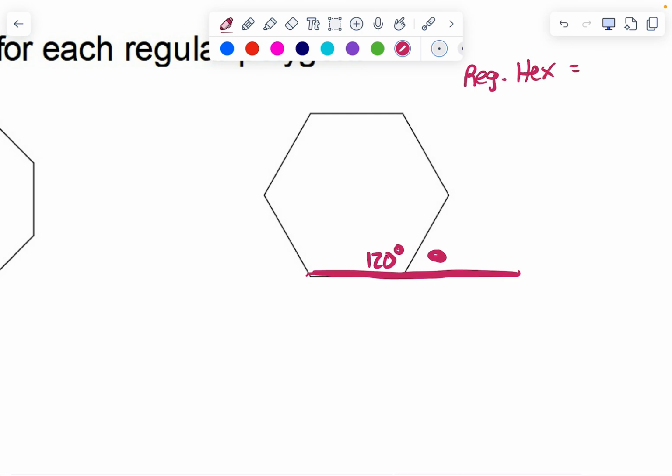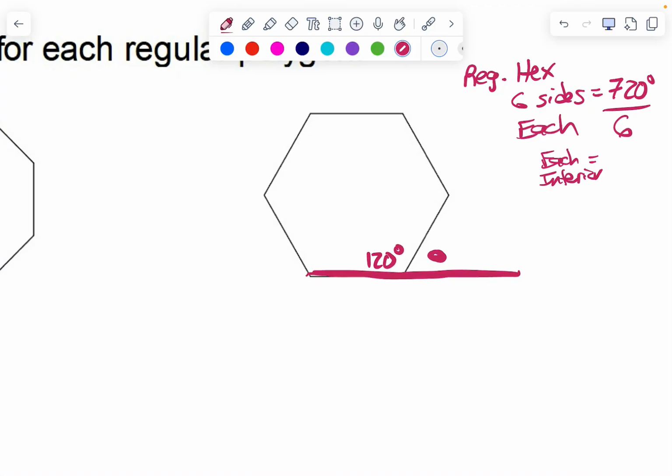It's a regular hexagon, and that's 6 sides. So that is 720 degrees. Because it's regular, each interior angle, I'm just using that second formula that we wrote, we just divide by 6. So each interior is 120 degrees. That's what I said.